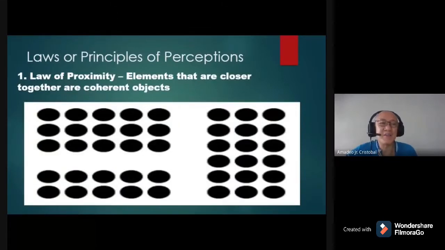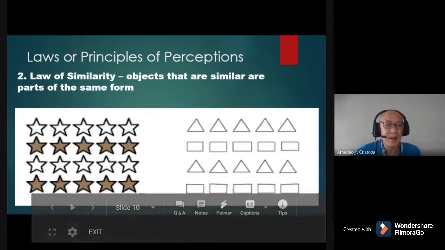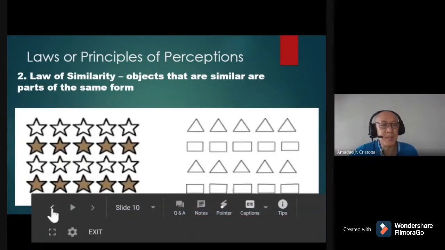So let us have now the laws or principles of perception according to Gestalt. Gestalt psychology has 6 laws or principles. The first law is the law of proximity. So look at the picture.